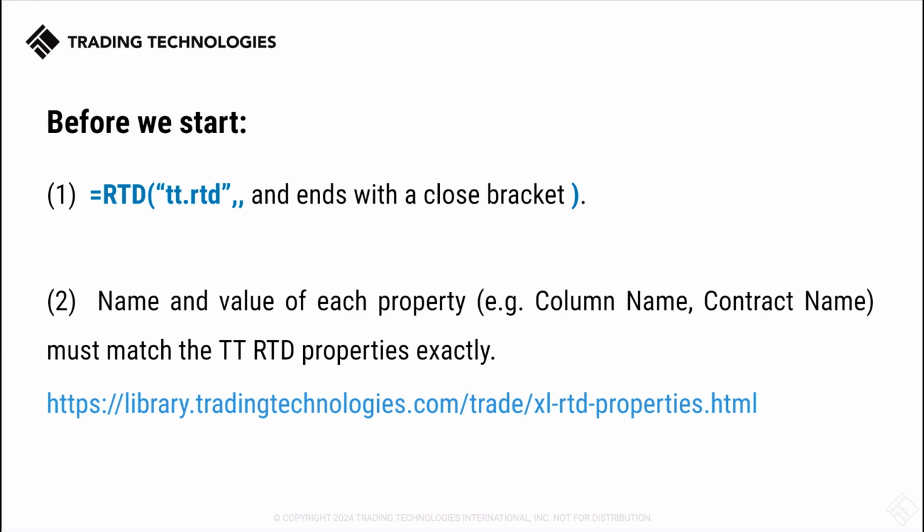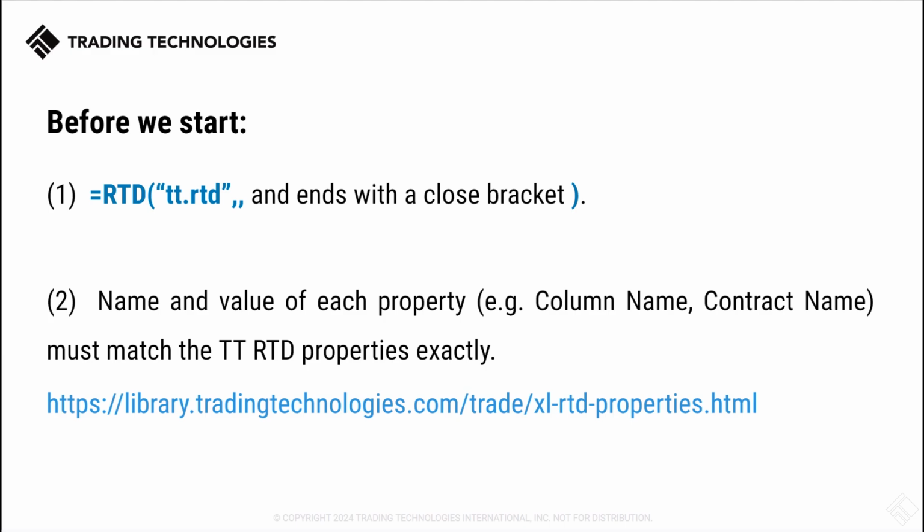First, all TT RTD formulas we use in this webinar start with =RTD("TT.RTD", comma, and end with a close bracket. The second parameter is the name of the external server running the RTD server. Since the TT RTD server always runs locally, we can omit this value and simply type in comma without space. The formula can be written differently based on the language set on your Microsoft Office. For example, in Spanish Excel, the command would be RDTR instead of RTD. You can check the Microsoft support pages for more information.